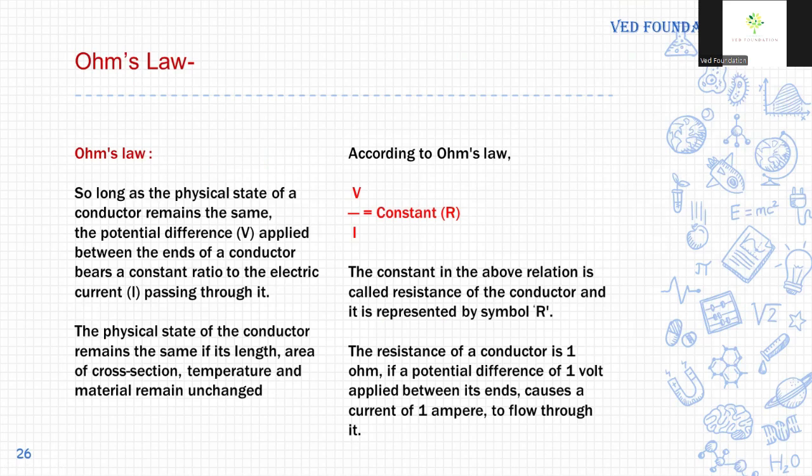Ohm's law. Ohm's law states that as long as the physical state of a conductor remains the same, the potential difference applied between the ends of a conductor bears a constant ratio to the electric current passing through it. The physical state of the conductor remains the same if its length, area of cross section, temperature, and the material remain unchanged. So Ohm's law gives a relation V upon I is equal to R. The constant in the above relation is called resistance of the conductor, and it is represented by the symbol R. The resistance of the conductor is 1 ohm if a potential difference of 1 volt applied between its ends causes a current of 1 ampere to flow through it.